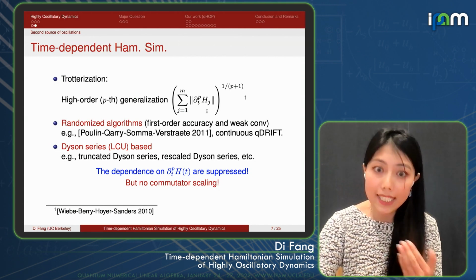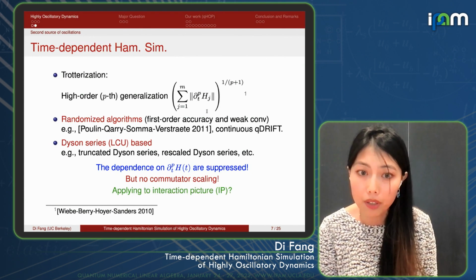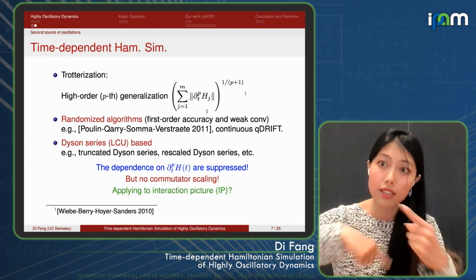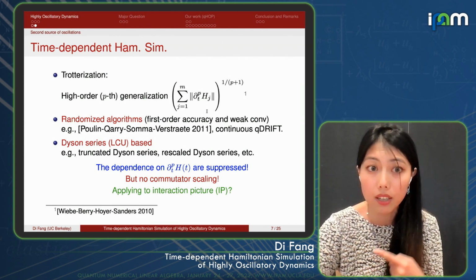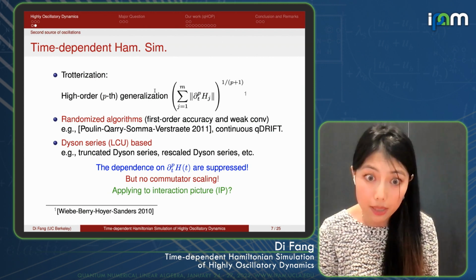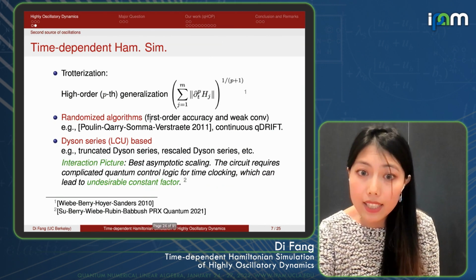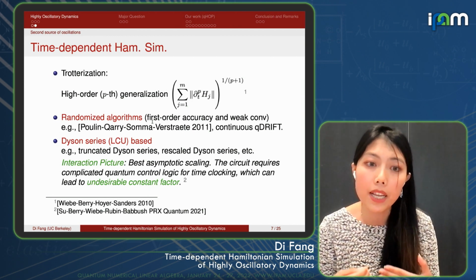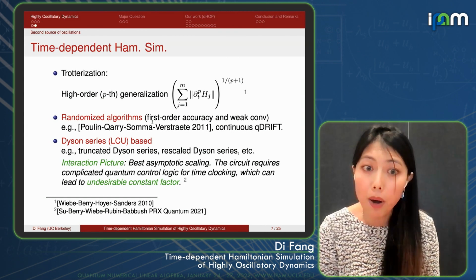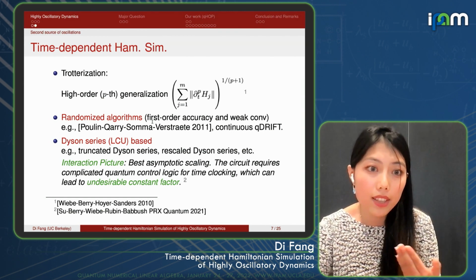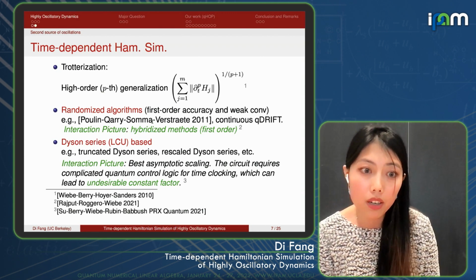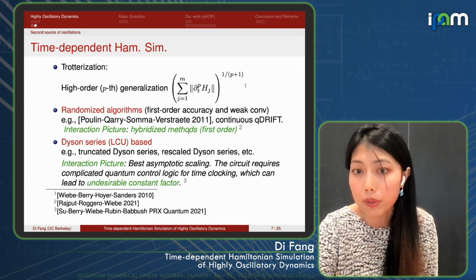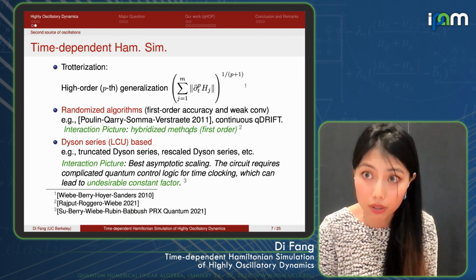We talked about the interaction picture, and you may wonder how these algorithms perform when we apply them to the interaction picture. So first of all, the interaction picture has a very large derivative because of the oscillation. So Trotterization is immediately ruled out. We know that for the Dyson series, when we apply it to the interaction picture, it has the best asymptotic scaling. Unfortunately, it may suffer from a large overhead due to the time ordering in the pre-constant. This issue was recently addressed by work from Nathan Wiebe and collaborators, designing hybridized methods that utilize some randomized protocol, and these algorithms were able to achieve first order accuracy.